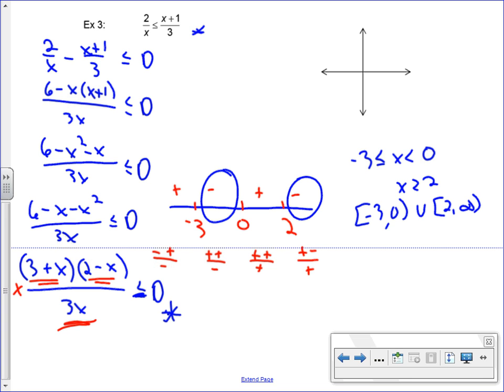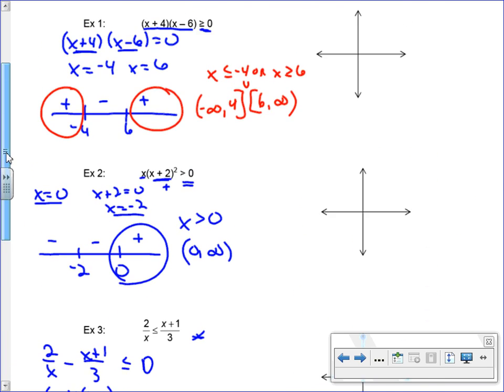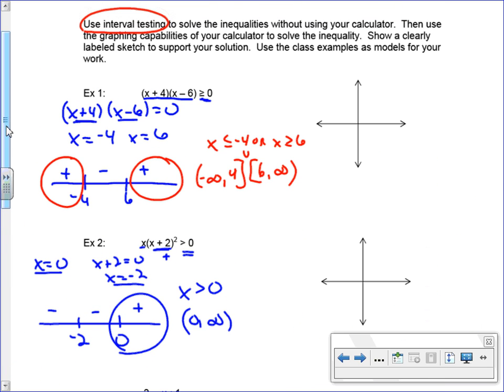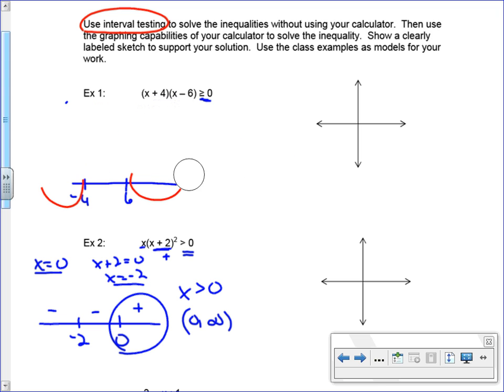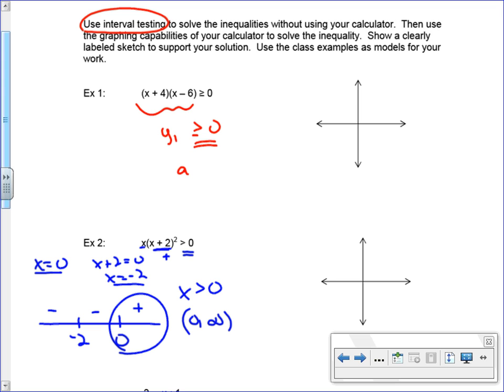All right, I'm going to go back up to the top now. I'm going to work these three columns using the graphing calculator to help determine these solutions. On the first problem, you want to take the left side and put it in y1. You're looking for where this equation is greater than or equal to 0, and that means you're looking for where it is above the x-axis. Okay?